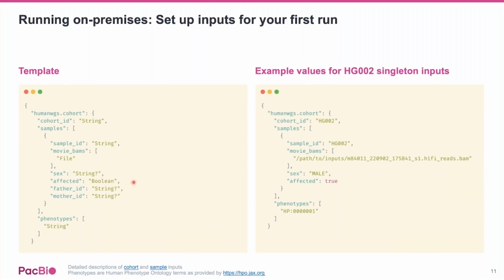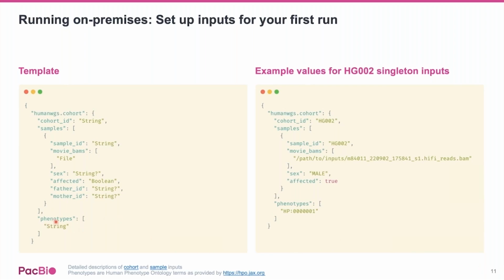Next is affected. Affected is a Boolean. So that means it's either going to be true or false without quotes, all lowercase. And at least one sample in a cohort must be affected if you request tertiary analysis downstream. Next, mother ID and father ID. Again, you can see the question mark indicates that these are optional fields. And since this is a singleton input and I'm not providing data for the mother or father, I'm just going to delete those completely. If they are included, these should be the sample IDs for the mother and father that are included in the same run.